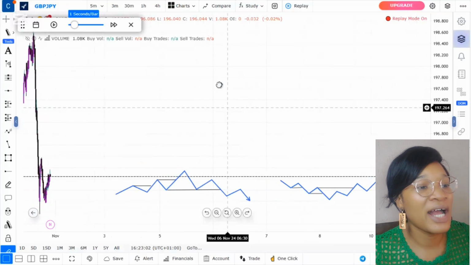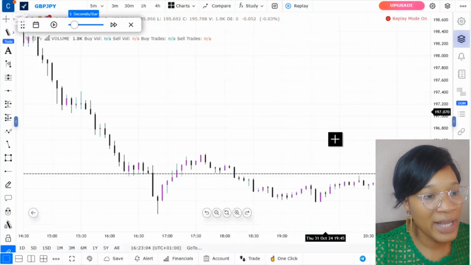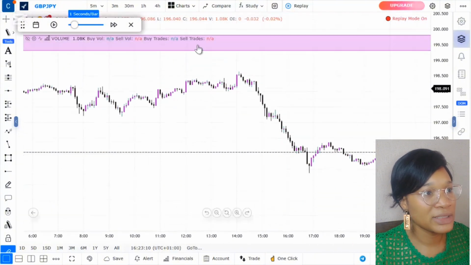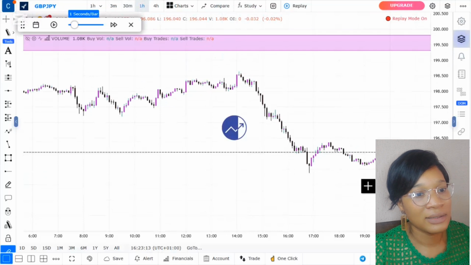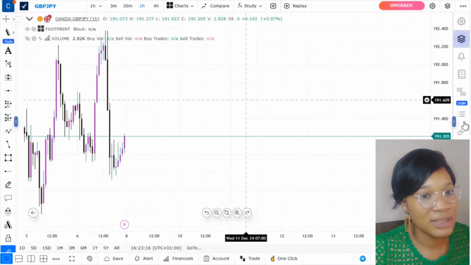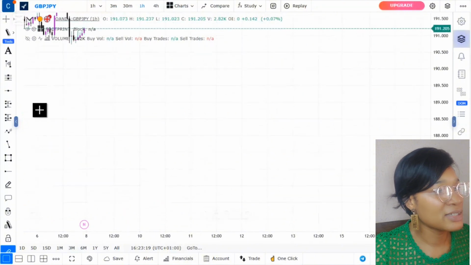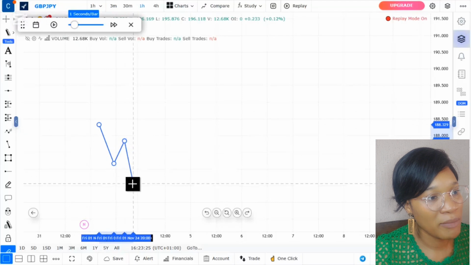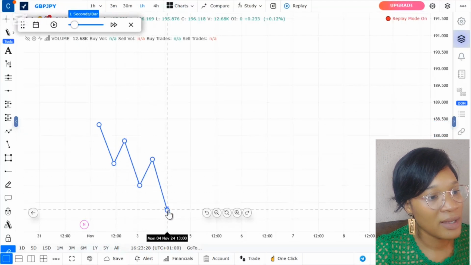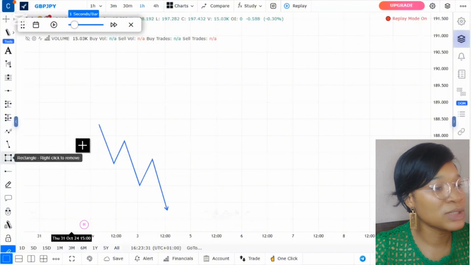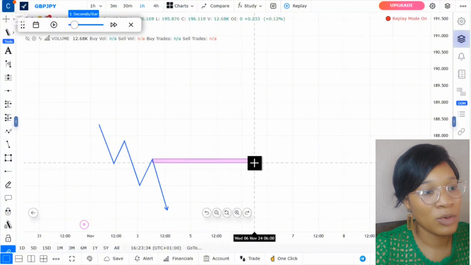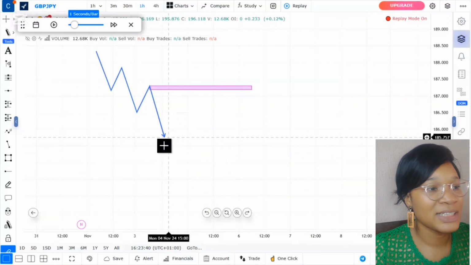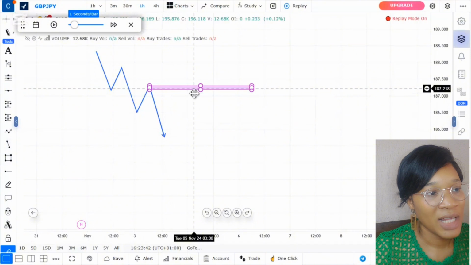So let's say that we are in a downtrend and price is giving us this kind of movement. Let's say I've marked out a zone that I want to be selling from. Let's say I marked out an order block right here, a bearish order block. So what I want is price to actually come into this zone and sell from there.